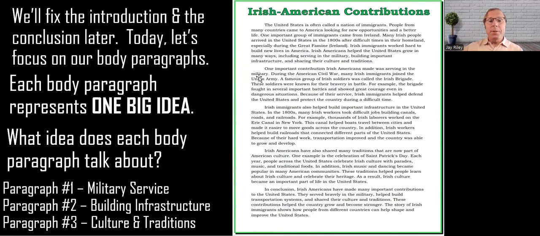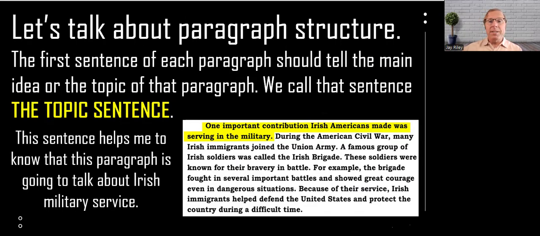So we can see here when we look at the body that each body paragraph represents one big idea. The first body paragraph here, we're talking about military service. In the second body paragraph, we're talking about infrastructure. And in the third body paragraph, we're talking about culture and traditions. All of this, we're talking about 3 separate contributions that Irish Americans made to American society. So let's look at each paragraph individually.